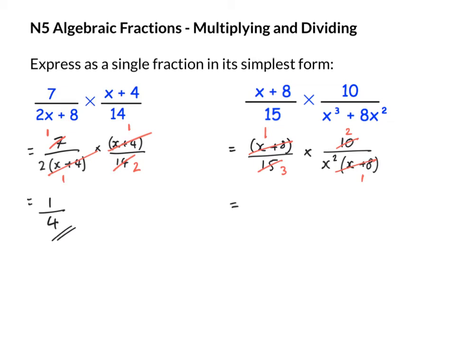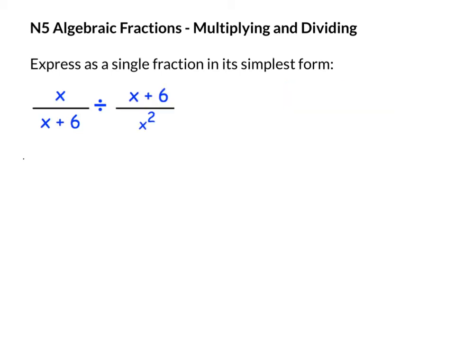I can now do my multiplying. I'm left with 1 times 2 on the top over 3 times 1 times x squared on the bottom. So I've written that as a single fraction in its simplest form. Again, just studying the answer, you can see nothing on the top and bottom will cancel out.